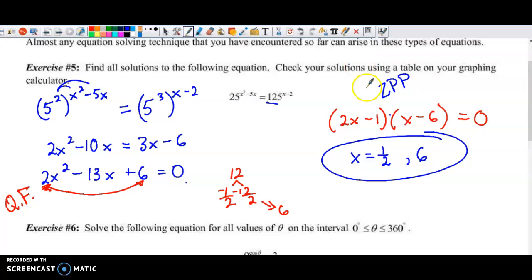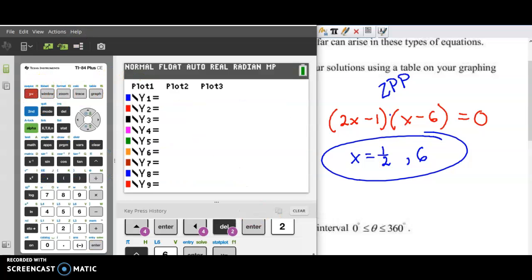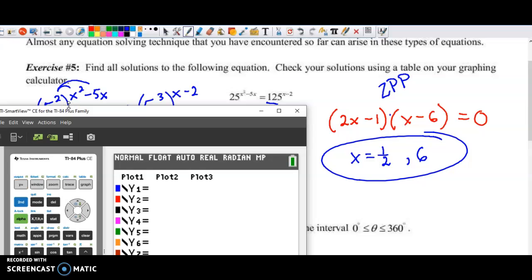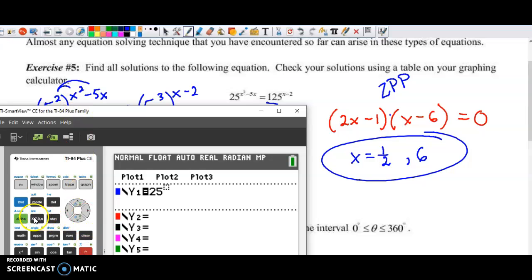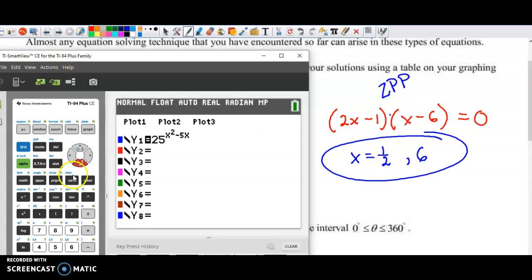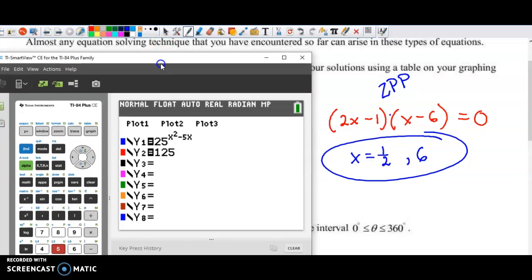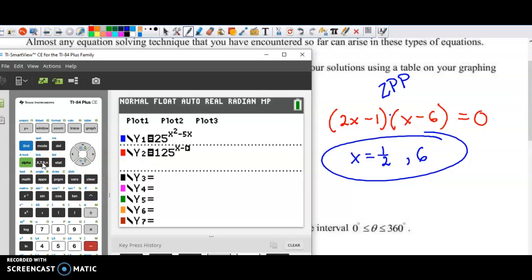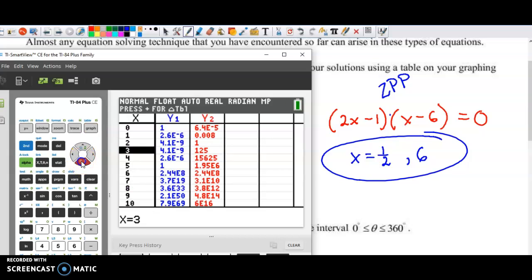And as far as checking your work with the table on your graphing calculator, I guess it would be worth the time to do that. If you typed into y equals both equations, 25 to the x squared minus 5x power, and then 125 to the x minus 2 power, and I go to my table, if I look at x equals 6, I get the same value, whatever that giant number is.